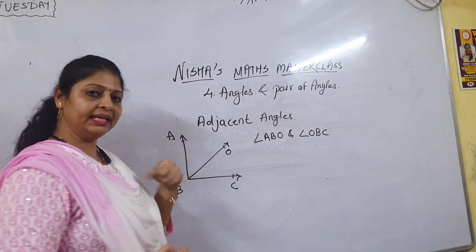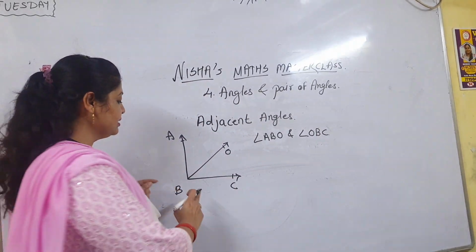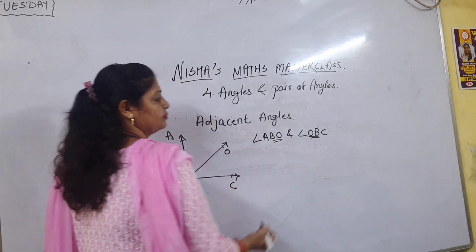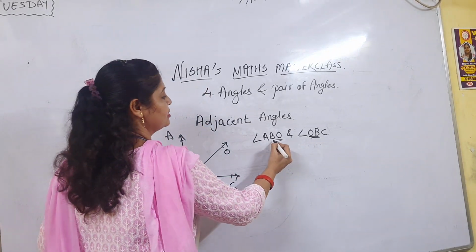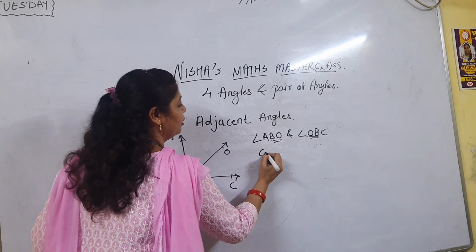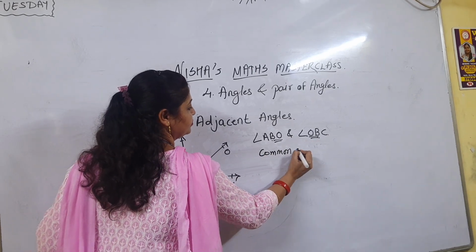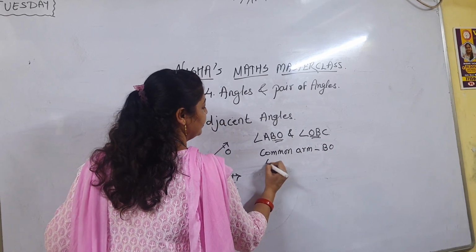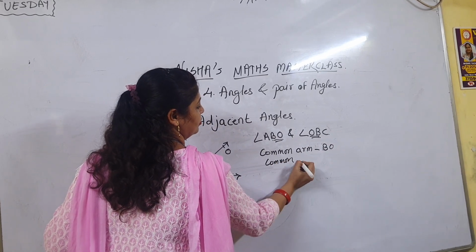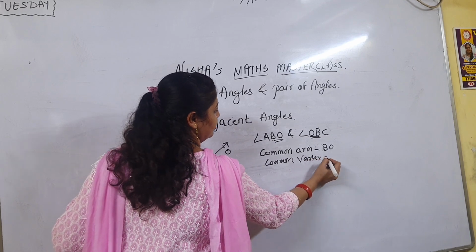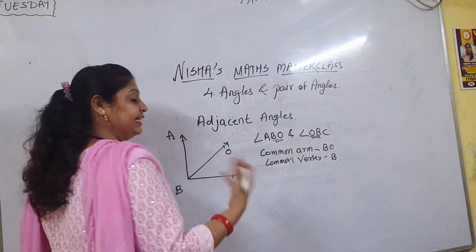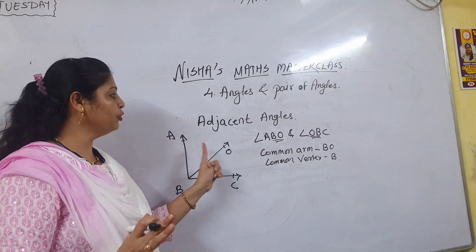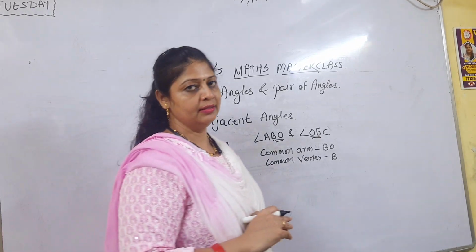Again I repeat, the meaning of adjacent angle is that a common arm is there. Both have a common arm, BO, and a common vertex, B. And both angles have a different interior part. Therefore these angles are called adjacent angles.